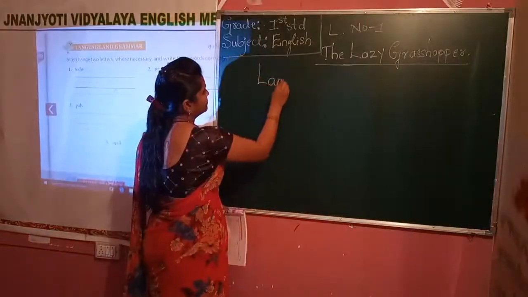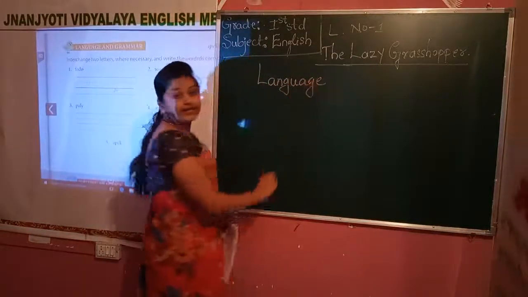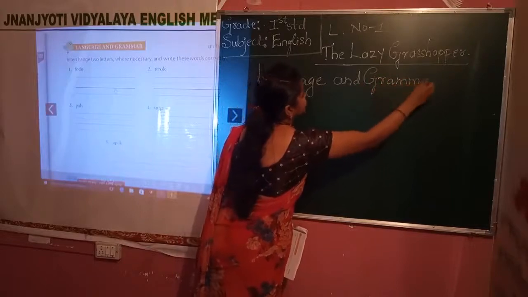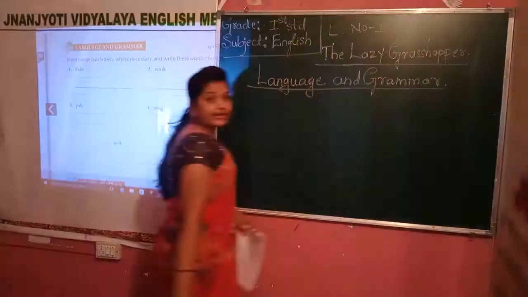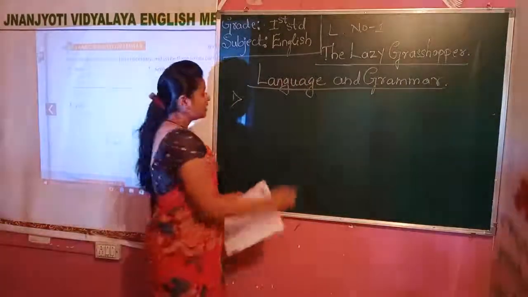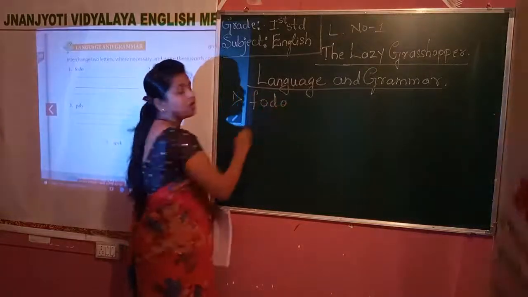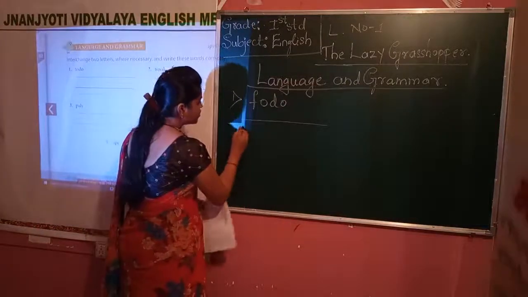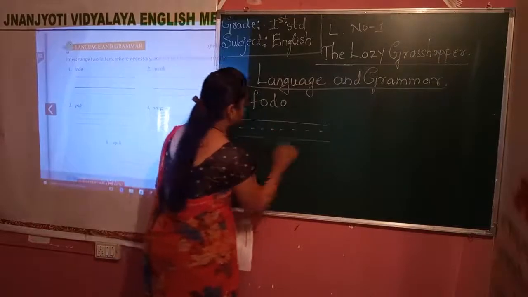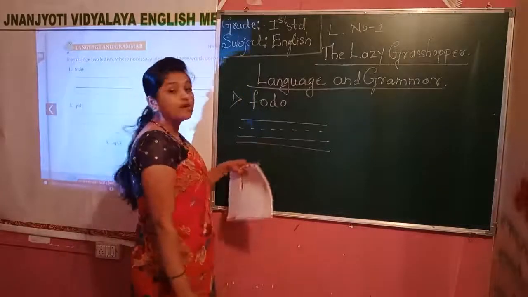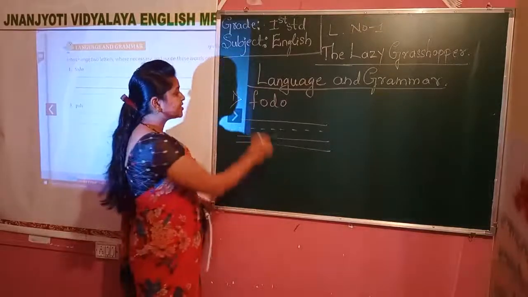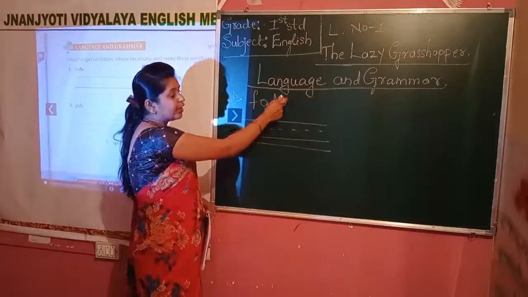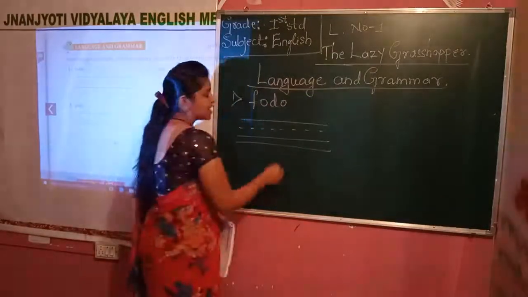Language and grammar. Write the heading neatly. Here, first one, they have given FODO. And here, they have given the 4 lines in your textbook. So, you think that this is your 4 line notebook. How you have to write it? Is this word correct? There are some words with wrong spellings. You need to interchange the letters. How? I will show you.